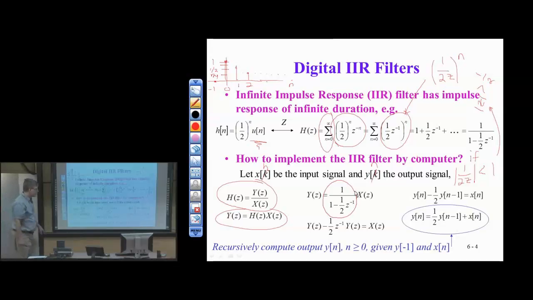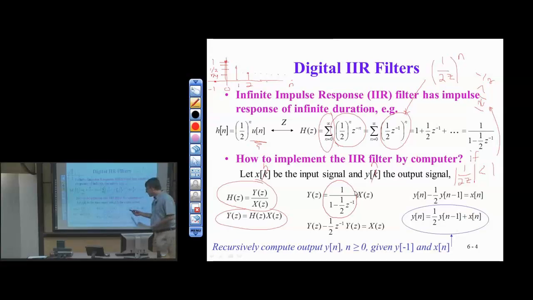We can multiply both sides by the denominator, 1 minus 1/2 z to the minus 1. On the right-hand side, we simply get X of z. On the left-hand side, we get the quantity 1 minus 1/2 z to the minus 1 times capital Y of z. Now we can take the inverse z transform, and we can get the difference equation.